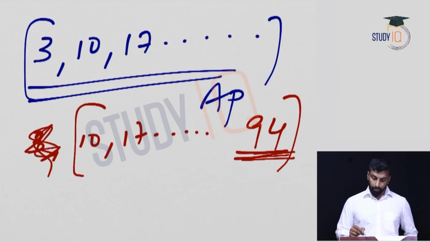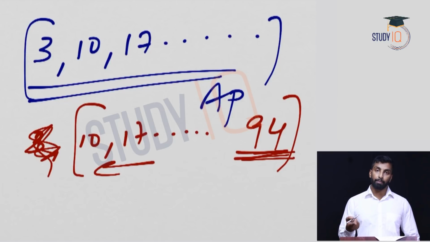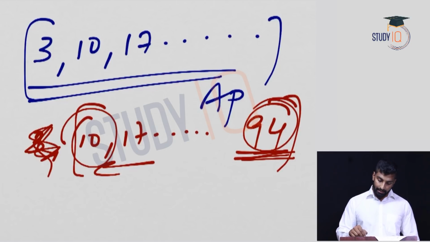So how do you get 94? Basically you are looking for a multiple of 7 plus 3. That's how you get remainder 3, right? So what is the multiple of 7 close to 100? 91 or 98. If it is 98 minus 4, if it is 91 plus 3, right? You get 94. So you know the first term is 10, the last term is 94.